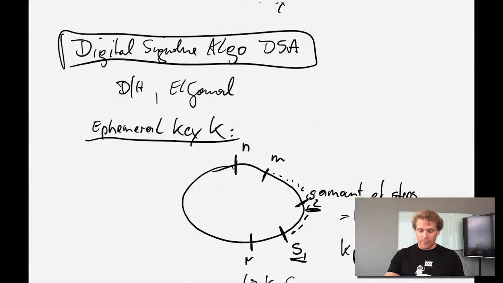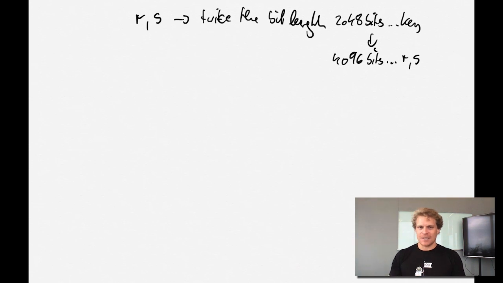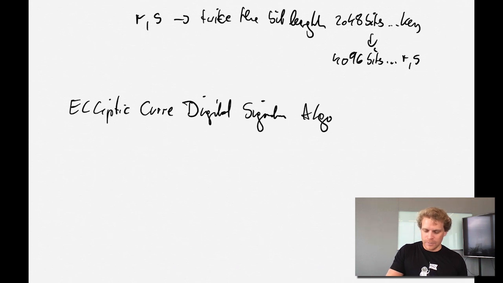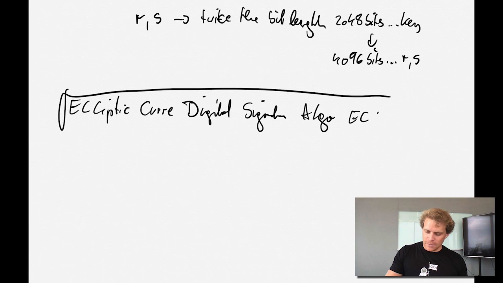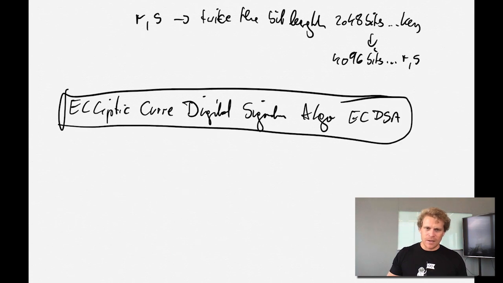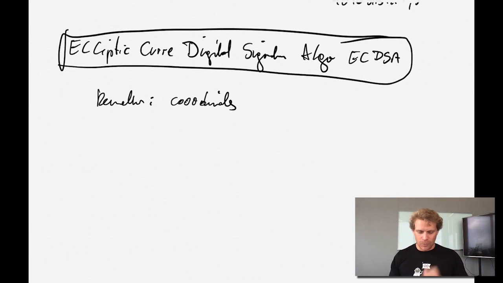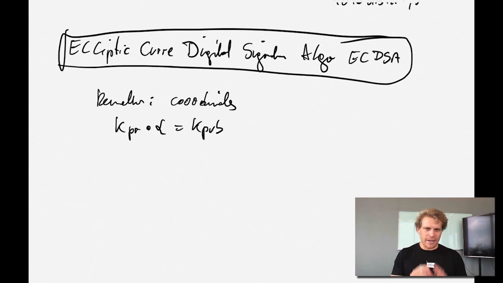Now, this is based on the discrete logarithm problem, but we're going to go on, and this is actually what we're going to discuss, and we need some of these ideas. We're going to be talking about the elliptic curve digital signature algorithm, ECDSA. Great. Now, a couple of things to remember. Here we're talking about coordinates. It's very different, not points. And I think the key that's also very easy is the private key times the alpha point equals the public key. Very straightforward.